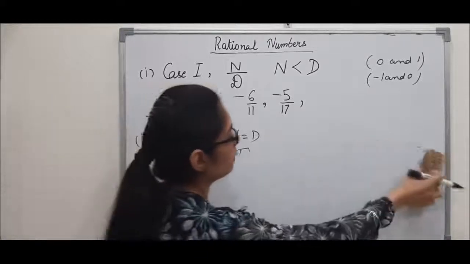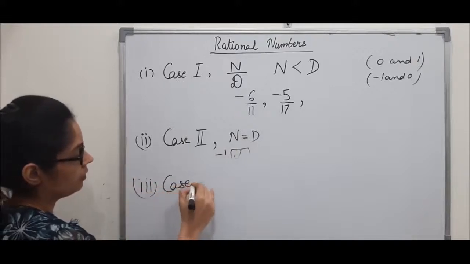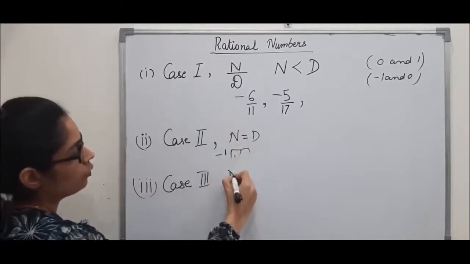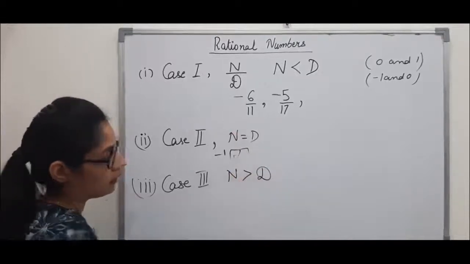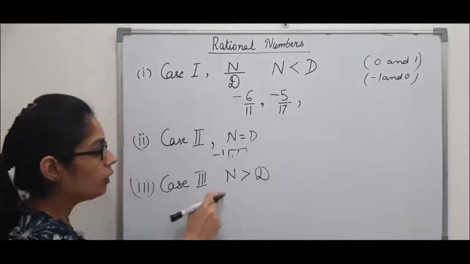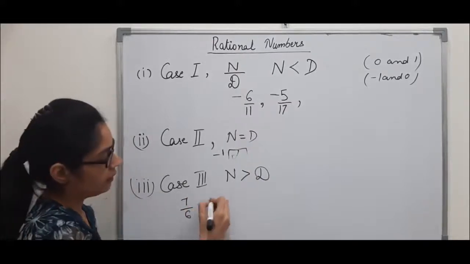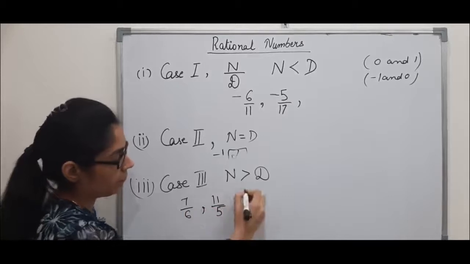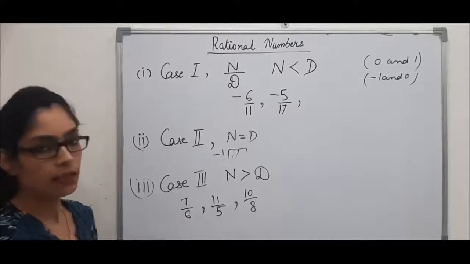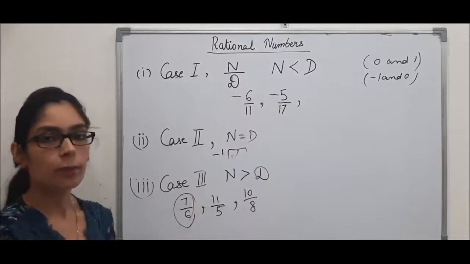Now let's talk about the third case. In the third case, the numerator will be greater than the denominator. In the first case it was smaller than the denominator and now here it will be greater. Let's take a few examples: 7 by 6, 11 by 5, 10 by 8. Now you can see in all the cases the numerator is bigger than the denominator. In such a case we have to convert this fraction into a mixed fraction.